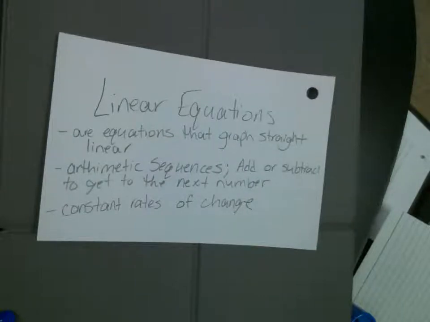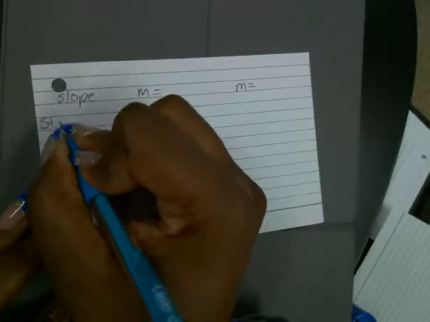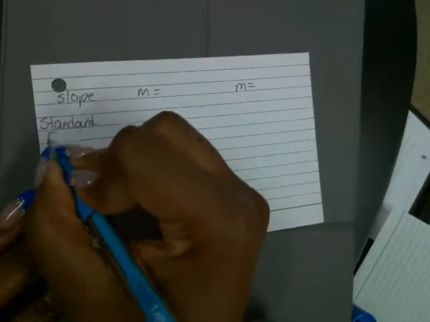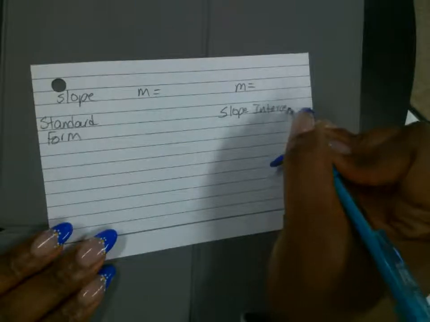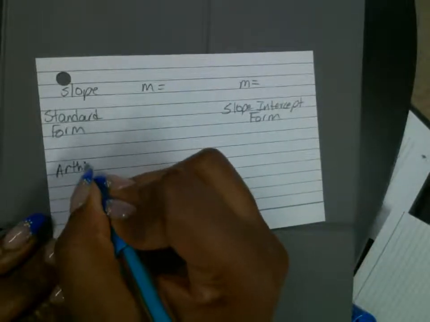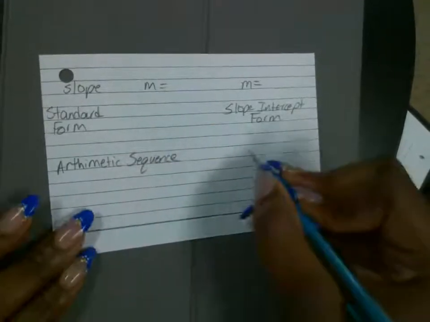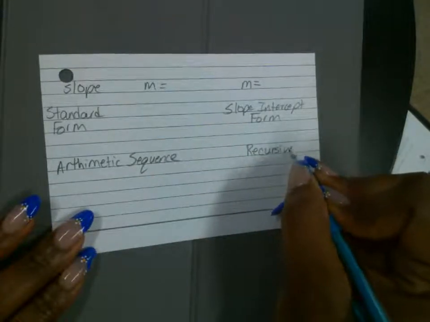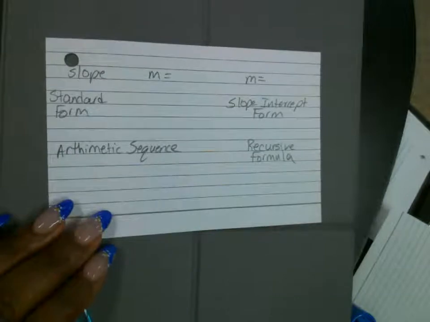Pause for the call. Okay, so on the back of the note card, I want to see if you remember these formulas. I want you to write both slope formulas. There's two formulas for slope. Standard form for linear functions. Slope intercept form. Arithmetic sequence. And see if you remember how to write a recursive formula. Okay. I'll pause for the calls and see if you can fill this in.